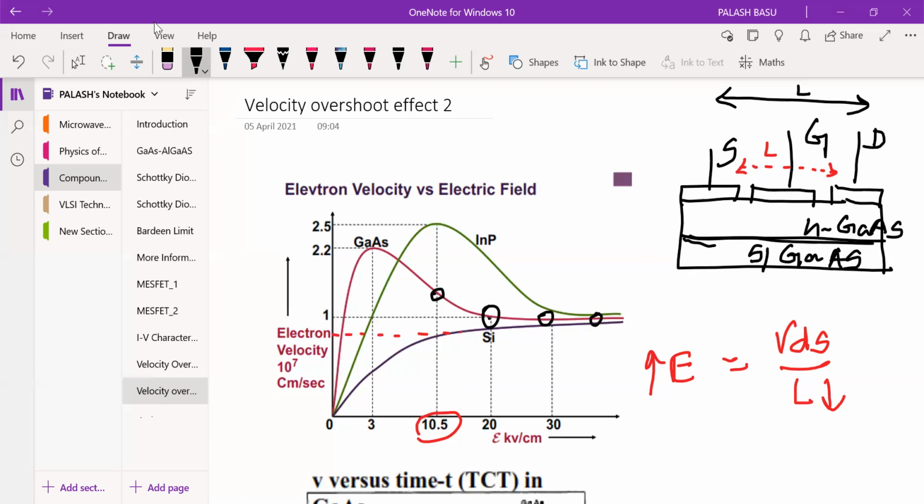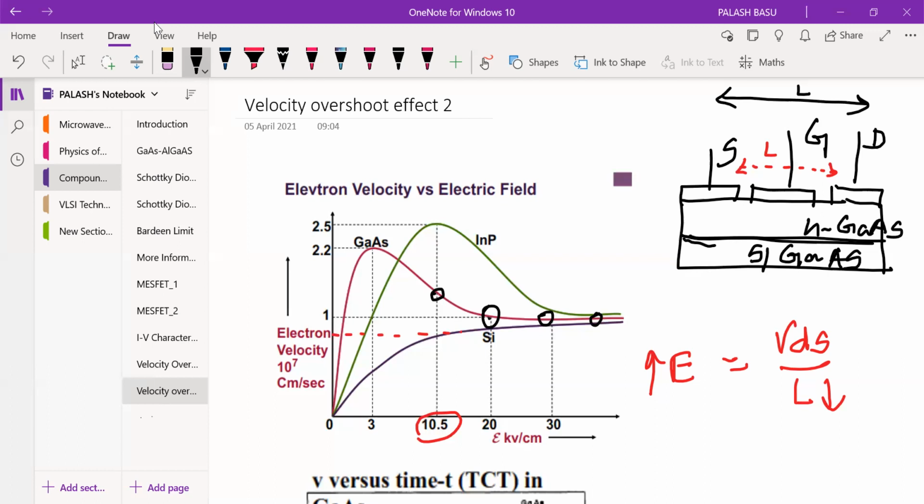Suppose I want to operate at 800 gigahertz, right? So it's a huge frequency. I have to shrink down. I have to reduce the structure such that I should get 800 gigahertz cutoff frequency or operating frequency.